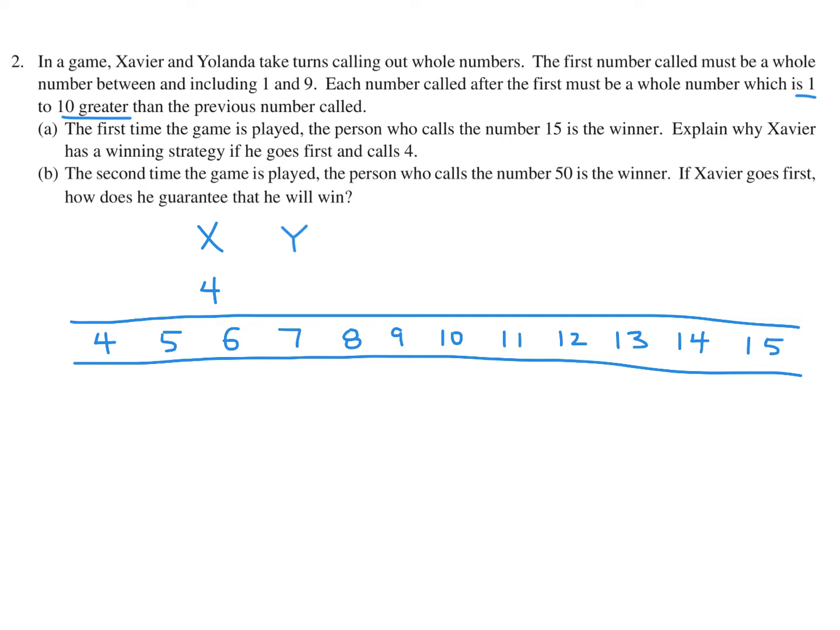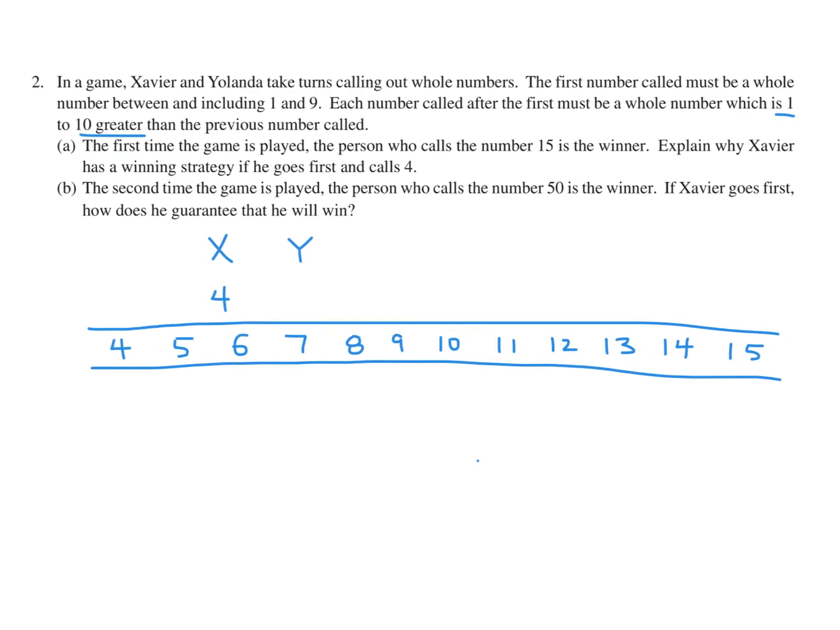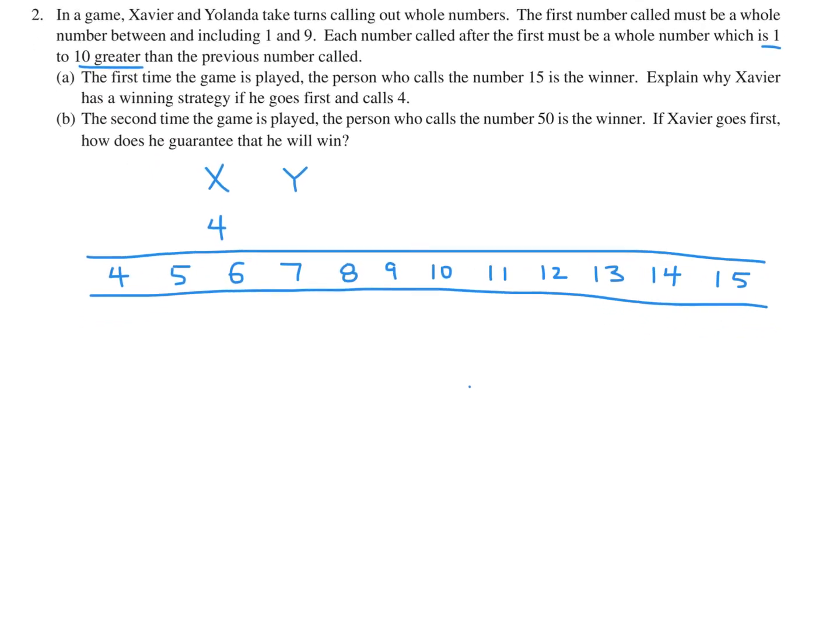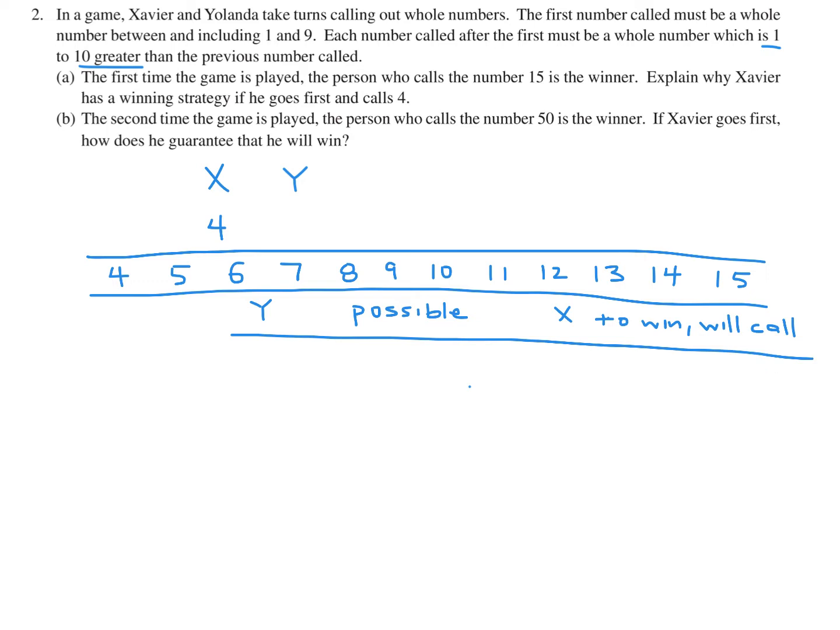Okay. So the next number is called by y, right? So let's make a little table here and let's see what kind of scenarios we get. So we have what y calls, and first of all, is that possible? And then what will x call? X, to win, will call the number, and then we'll fill it in. Okay, so let's see what will happen. We already know that x is going to call this 4.